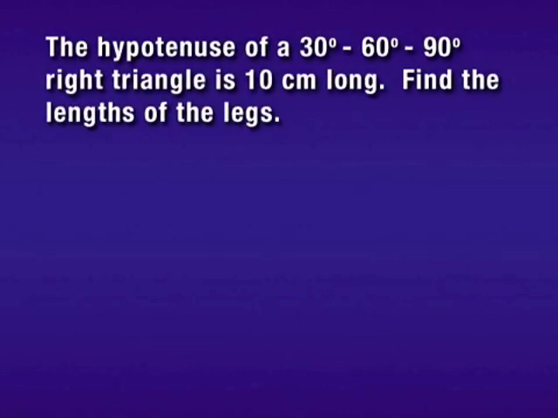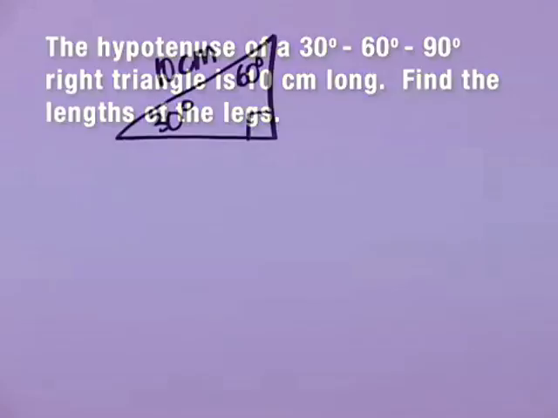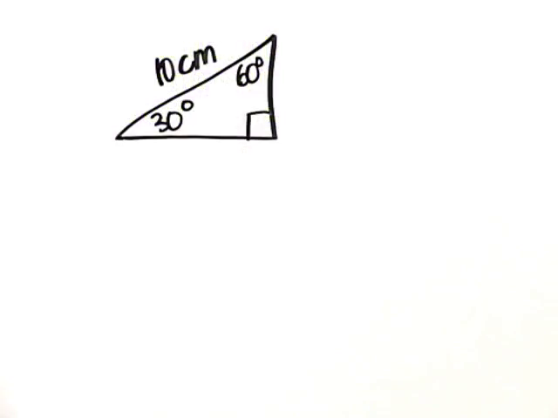Solve. Give exact answers and approximations to 3 decimal places. The hypotenuse of a 30-degree, 60-degree, 90-degree right triangle is 10 centimeters long. Find the lengths of the legs. So I've drawn on the board a 30, 60, 90 right triangle with a hypotenuse of 10 centimeters.